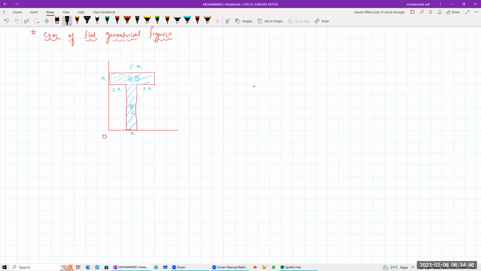What will be its mass? Mass is directly proportional to area, so mass is equal to some constant k into area. Area will be how much? 5 into a square. This is length into breadth, 5a into a, so m1 will be equal to k into 5a square. And what will be the mass of this one? m2 is equal to some constant k, length is 4a into breadth is a, so this will be equal to k into 4a square.